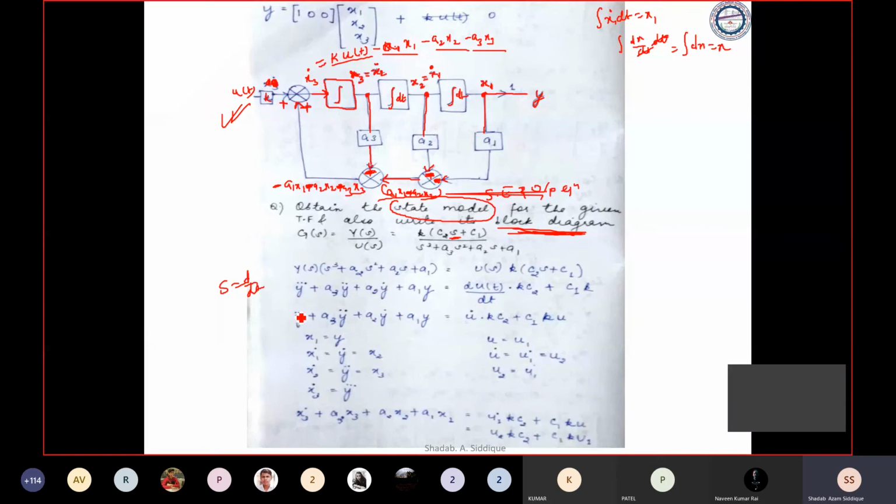You can represent this as y triple dot plus a3 y double dot plus a2 y dot plus a1 y, which is equal to u dot. Why u dot? Because it is multiplied with s. So s into u of s is equal to u dot in the time domain, into k c2 plus c1 k into u. So now see, previously we have only u1, u2, u3, but here we have u and u dot. What do you mean by u dot? We will take u1 and u2. So we'll assume u is equal to u1.